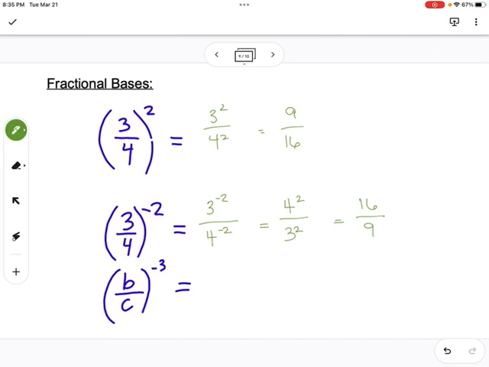And the last one, we have b over c, to the negative 3. So that's b to the negative 3 over c to the negative 3. We want to make that positive. Both of those exponents are negative, so we need to make them over 1, which means we're going to flip the fraction and make it positive. So c to the exponent 3 over b to the exponent 3.